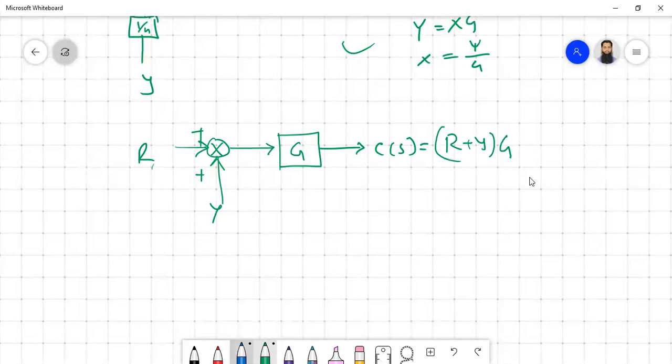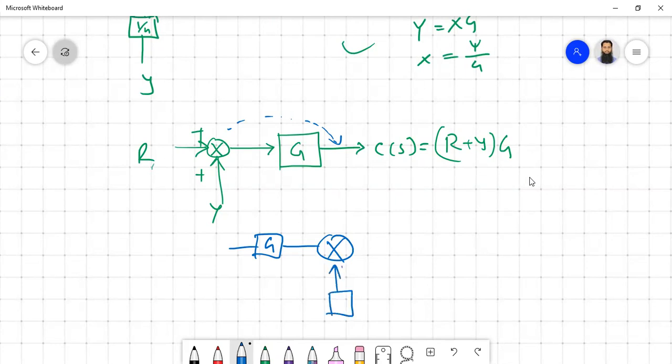Now, if you want to take your summing junction after the block, you want to bring it here, shift the summing junction. In that case, what do you have to do? Common sense, both of them are multiplied, so you have to multiply both of them with G. Okay, so simple. Both of them with G, that will give you the same result. But you can also apply those mathematical analogies so that it gives you mathematical insight into how you are actually doing that. Okay, so this is your C(s), which remains eventually the same. So RG plus YG.